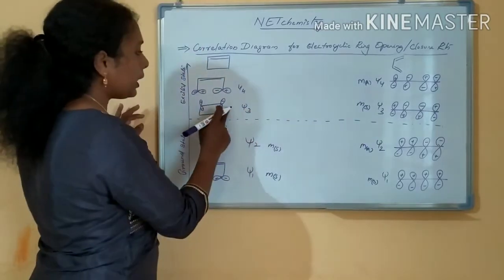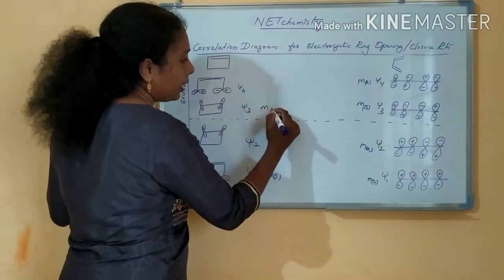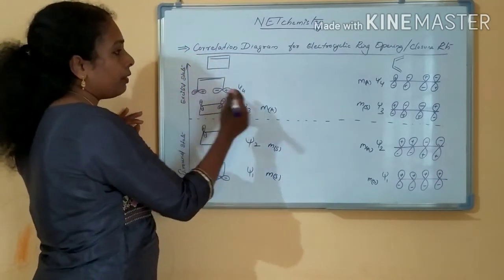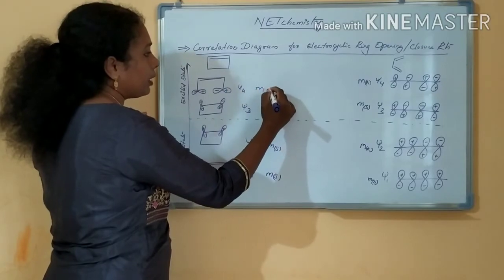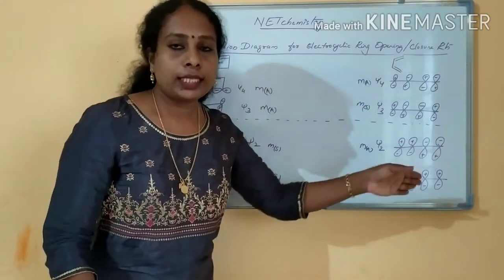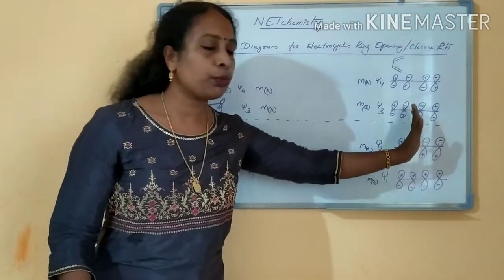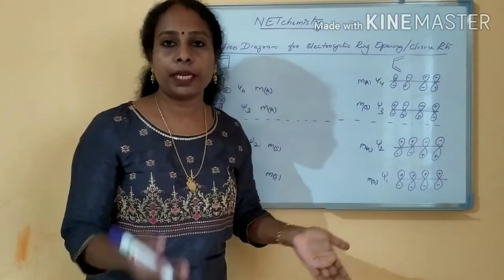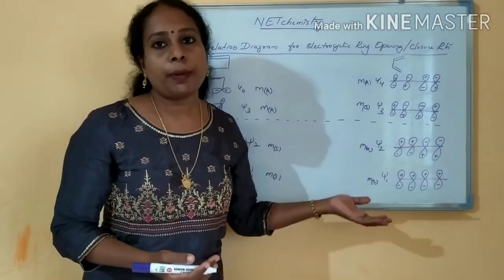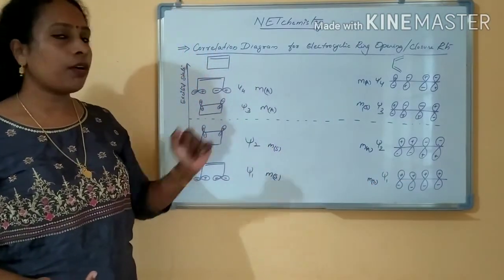Now in the case of Psi 3, here it is positive and here it is negative, very clear, it is anti-symmetric to the mirror plane. Here also positive and negative, mirror plane anti-symmetric. By looking at this itself you can identify it. If I keep a mirror here and it is positive and negative, it is anti-symmetric. Wherever symmetric I have put S and wherever anti-symmetric I have put A.